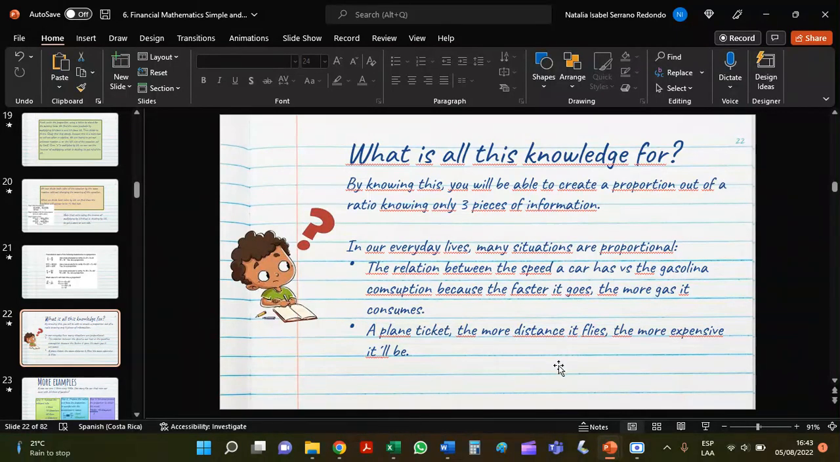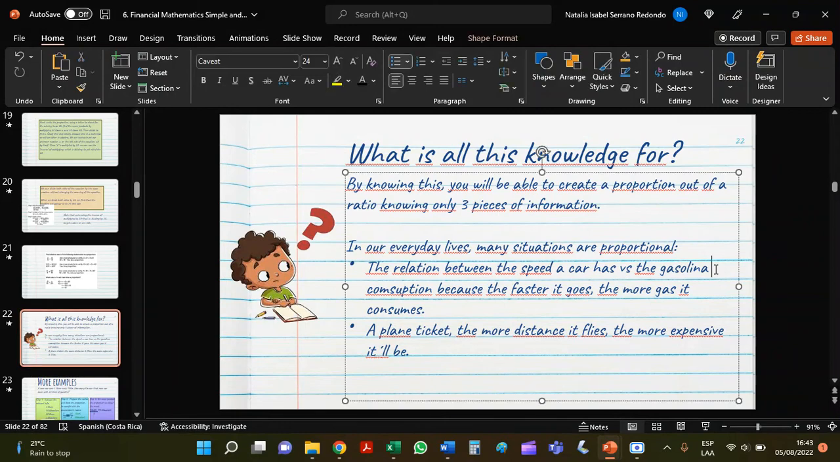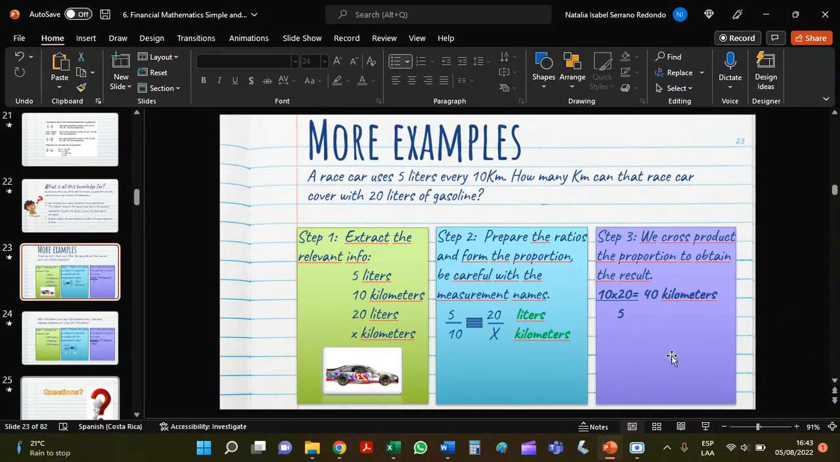In our everyday lives, many situations are proportional. The relation between the speed a car has versus the gasoline consumption, because the faster it goes, the more gas it consumes. A plane ticket, the more distant it flies, the more expensive it'll be. Now, here I have more examples, okay? This one is very similar to the one I'm giving you in the classwork.